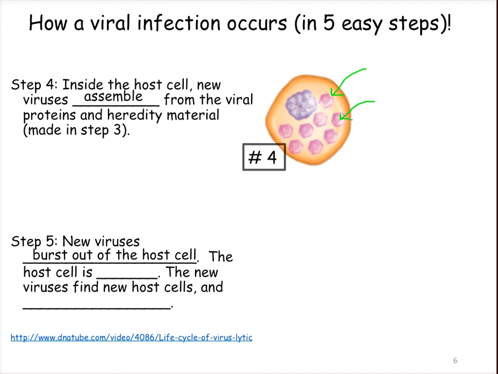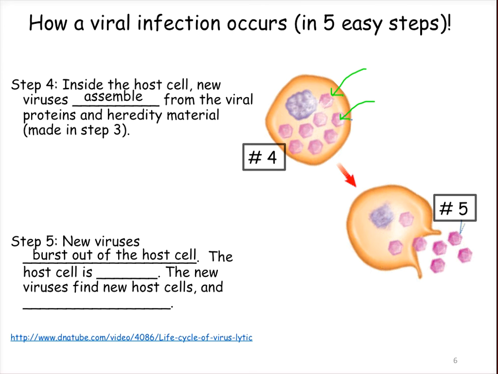Finally, these new viruses will burst out of the host cell. In the process, the host cell will be killed. These new viruses, every one of these, can now go out and find new host cells. And the entire cycle will repeat with each new host cell. And eventually, these viruses will end up killing exponentially more host cells with each round or each new cycle.